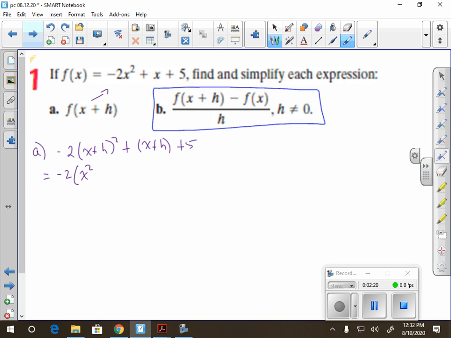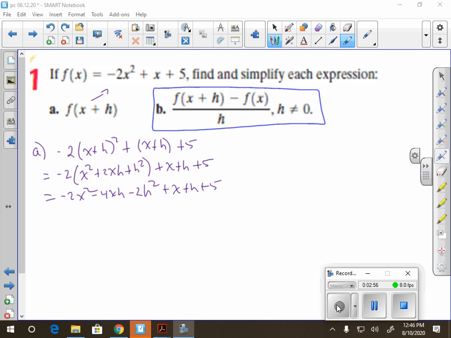This is equal to negative 2x squared plus 2xh plus h squared, plus x plus h plus 5. Again, all I'm doing is multiplying. You might want to use the box method or some other method. Negative 2x squared, and then we don't need parentheses here, plus x plus h plus 5. What we'd like to do is determine whether we can eliminate or simplify any of these. The x squared, actually that's it. There's nothing we can do to simplify that.